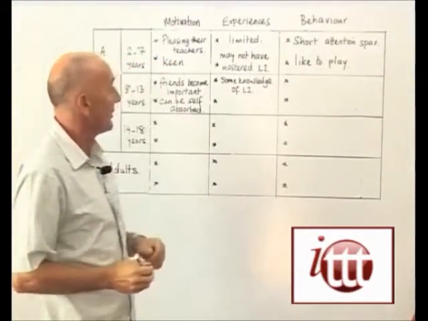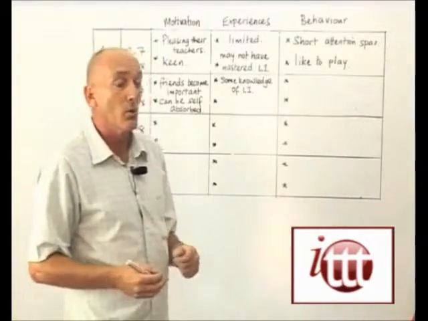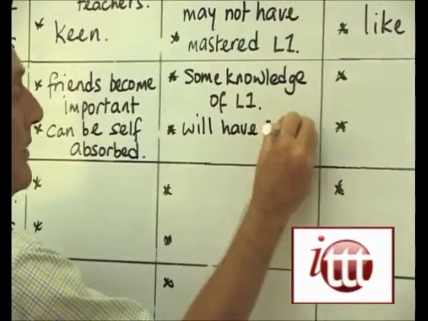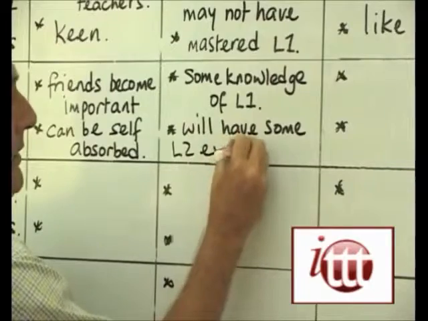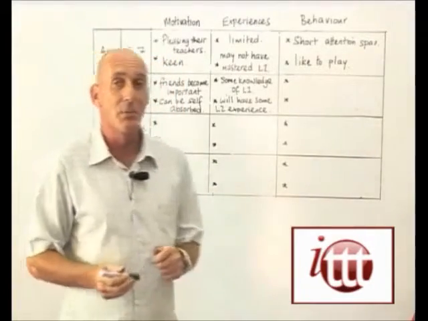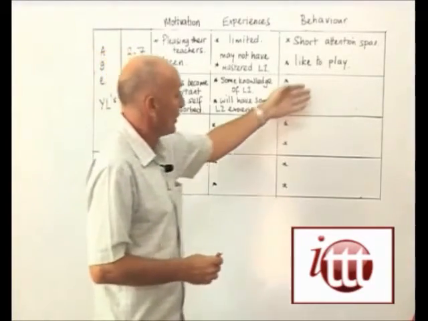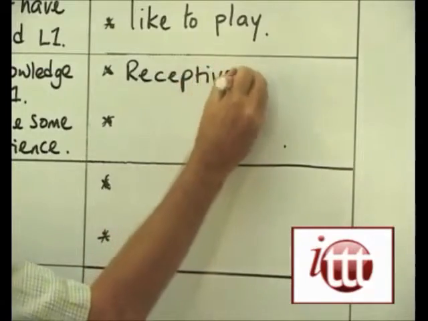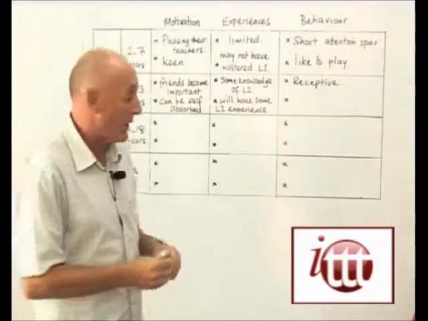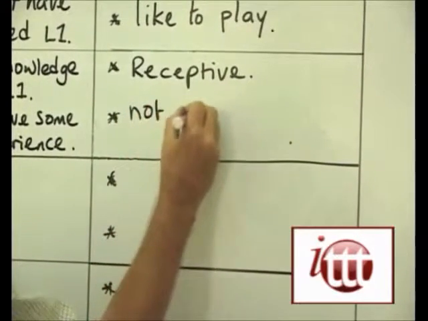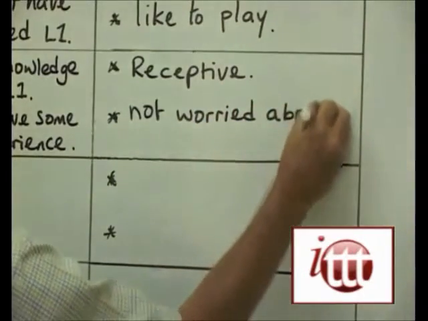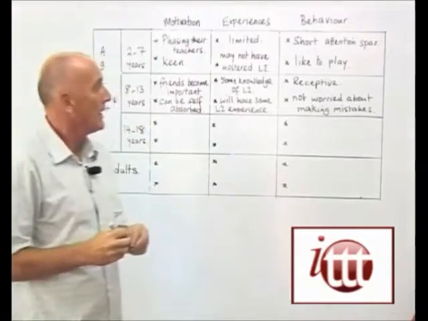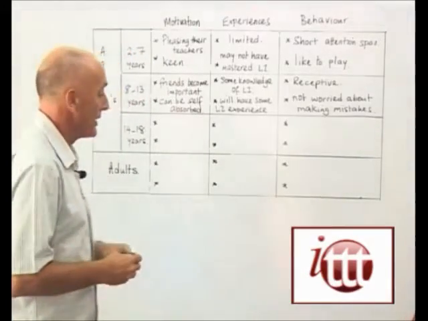Obviously, they will have gained some knowledge by the age of 13 of their own native language. In fact, they'll be pretty along the way to everything they're ever going to know about it. And quite possibly, they will have some second language knowledge through their teaching. What sort of behaviours do they have? Well, between the ages of 13, in general, they tend to be receptive to their teaching, and secondly, they tend to be a little less worried about making mistakes in their language learning at this age.